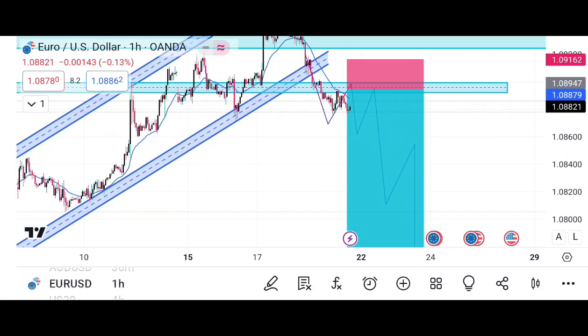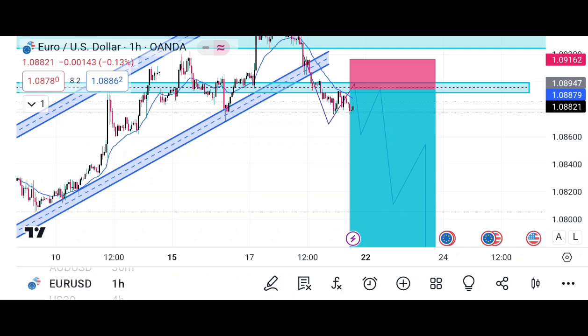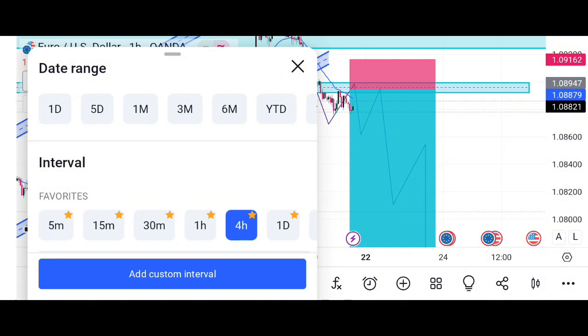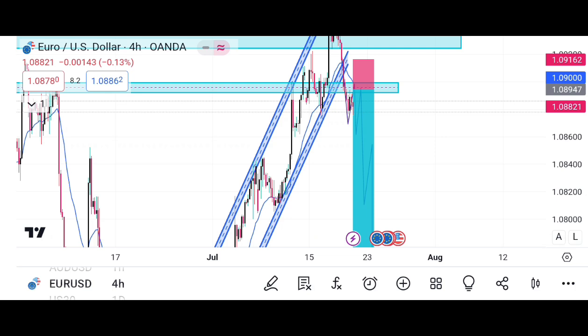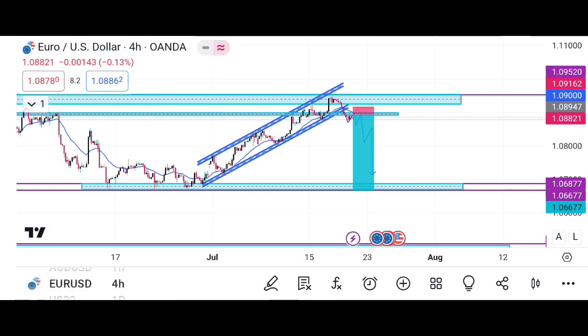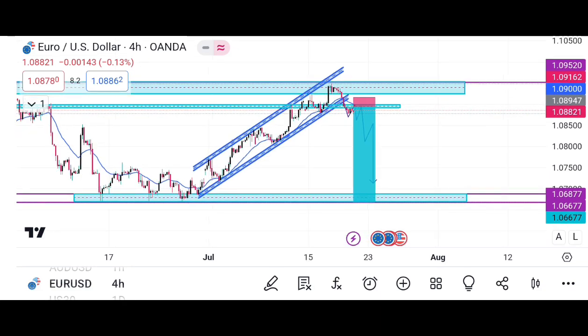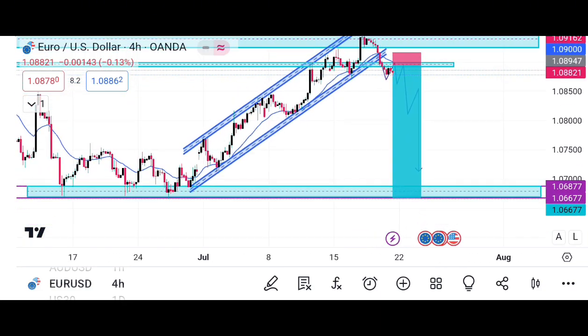The only reason I'd enter Euro USD is if price comes and enters our 50% level zone. That's the only reason I'd enter the Euro USD for sales. Yes sir, we're done with the Euro USD.